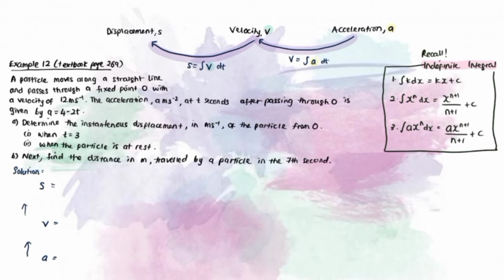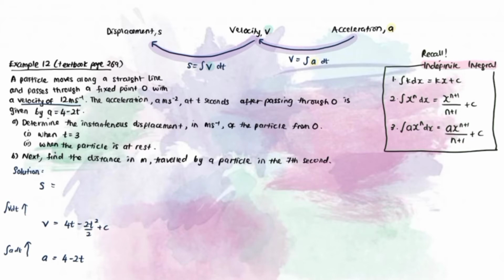To find the velocity function, you have to integrate the acceleration function, and to find the displacement function, you have to integrate the velocity function. Given that the acceleration function is 4 minus 2t, and from the question we know that the particle passes through a fixed point O with a velocity of 12 meters per second. The velocity we get by integrating the acceleration function is 4t minus 2t squared over 2 plus c.